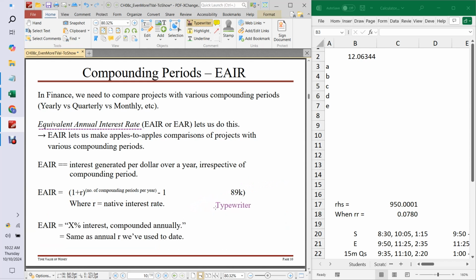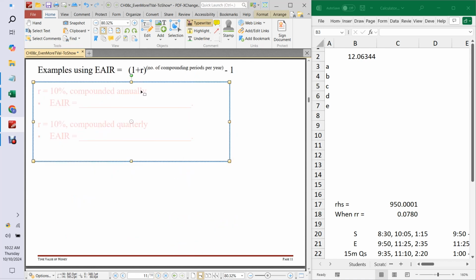How do we describe EAIR in words? X% interest compounded annually, just like the annual problems we've been doing all along, because it has transmogrified our native interest rate into its annual equivalent. All right, let's look at some examples.